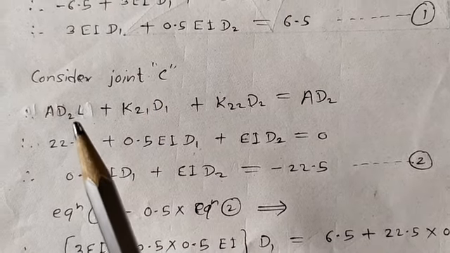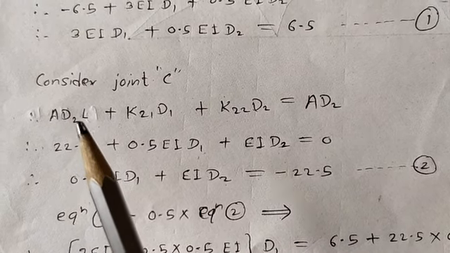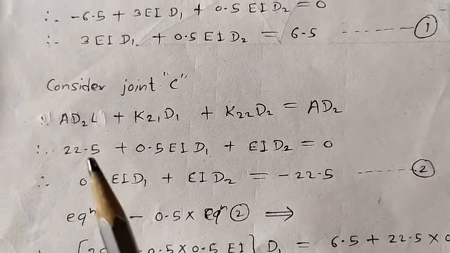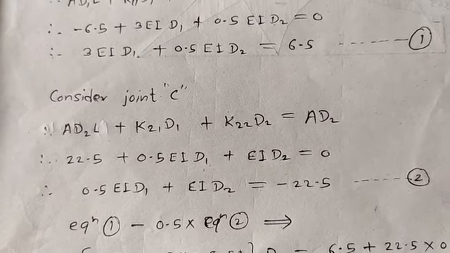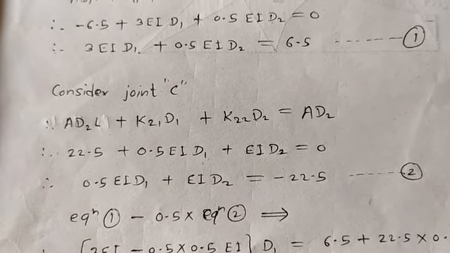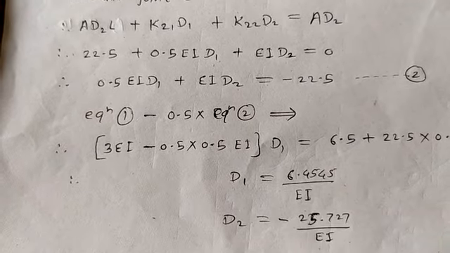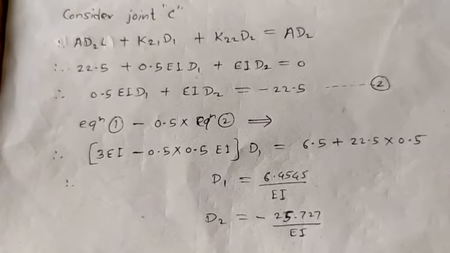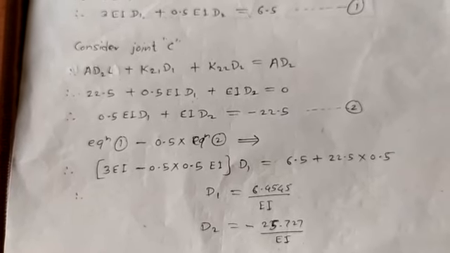That's why here we consider AD2, the action in the direction of 2 due to loading. Of course, all these values we know. Just put these values over here, and we get this second equation. Now the next step is to solve the first and second equations simultaneously, and we get the answers for D1 and D2. Just solve these two equations simultaneously.